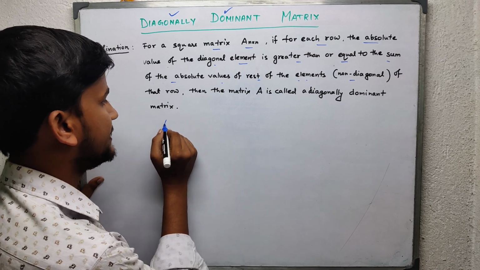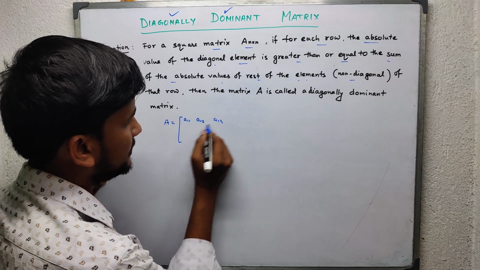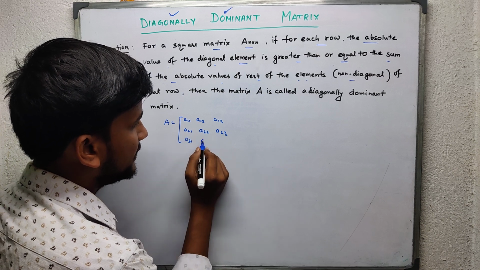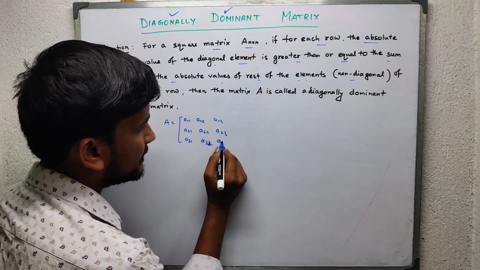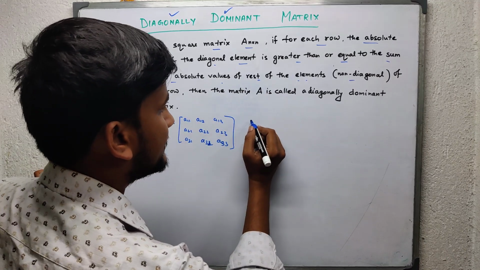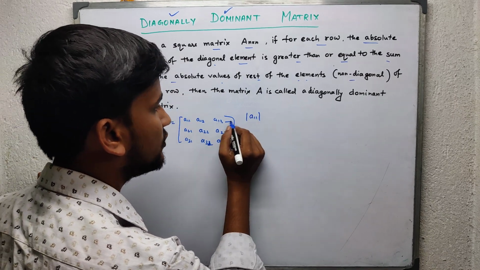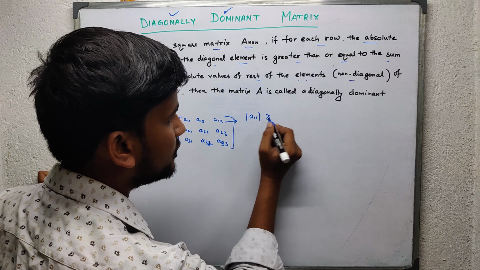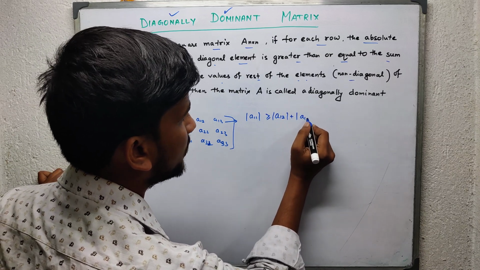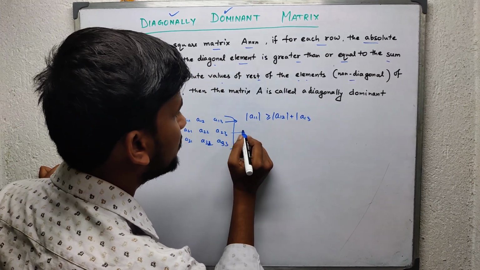Now if we take a 3 by 3 matrix, A equal to A11, A12, A13, A21, A22, A23, A31, A32, A33. Okay, fine. Now what does the definition mean? For the first row, the modulus of A11 is greater than or equal to the remaining others, mod of A12 plus mod of A13. This is the definition for the diagonal elements, and this is for the first row; it applies to each row.